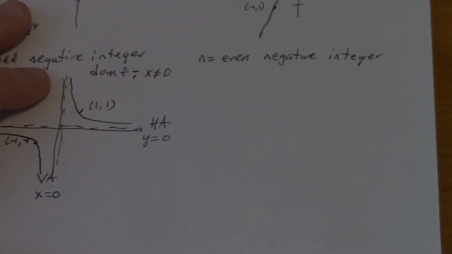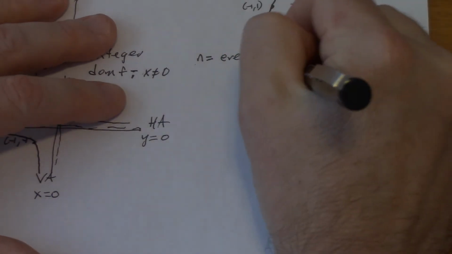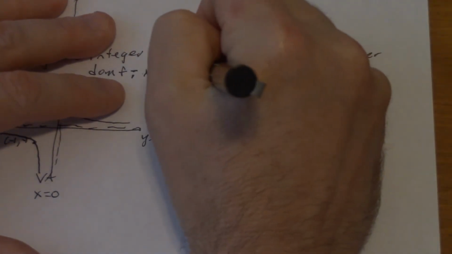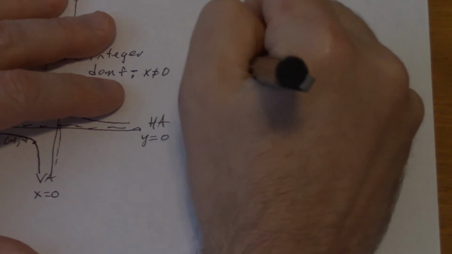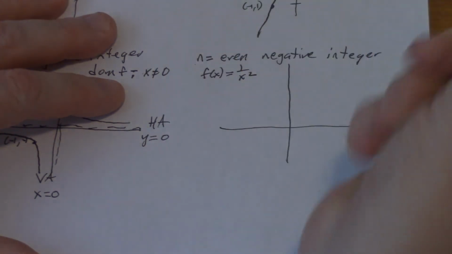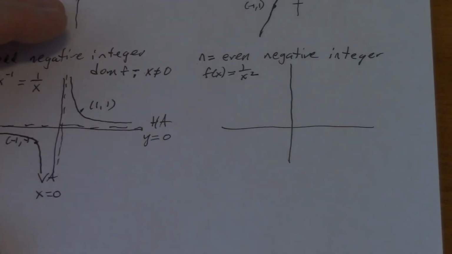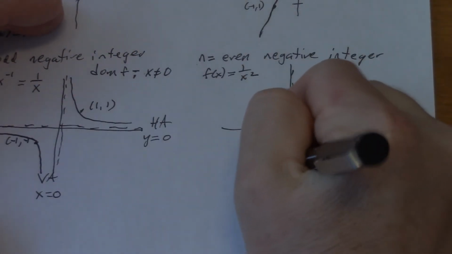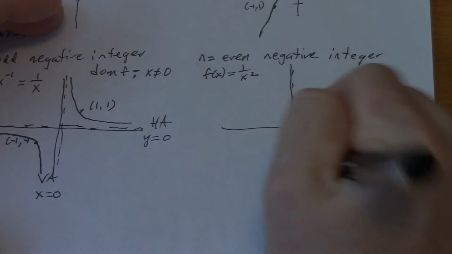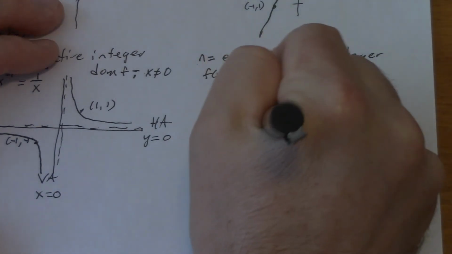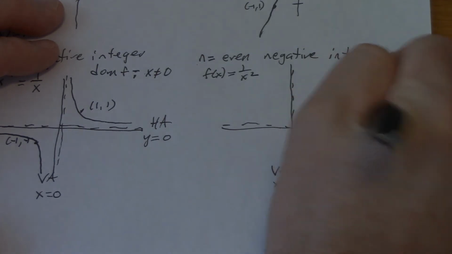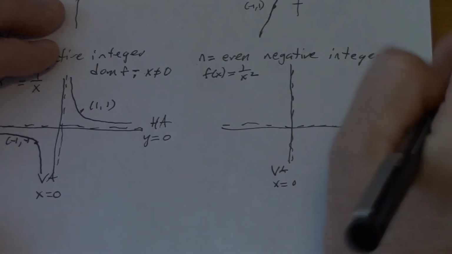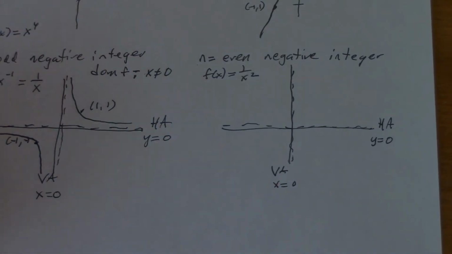Okay, so if n is equal to an even negative integer, so we're going to say maybe 1 over x squared, or x to the negative 2. All the features we had over here are still the same. So we still have a vertical asymptote of x equals 0. By the way, we don't say 0 is an asymptote. An asymptote is an equation. So the horizontal asymptote here would be y equals 0. If you tell me 0 is an asymptote, I'm going to count off points.